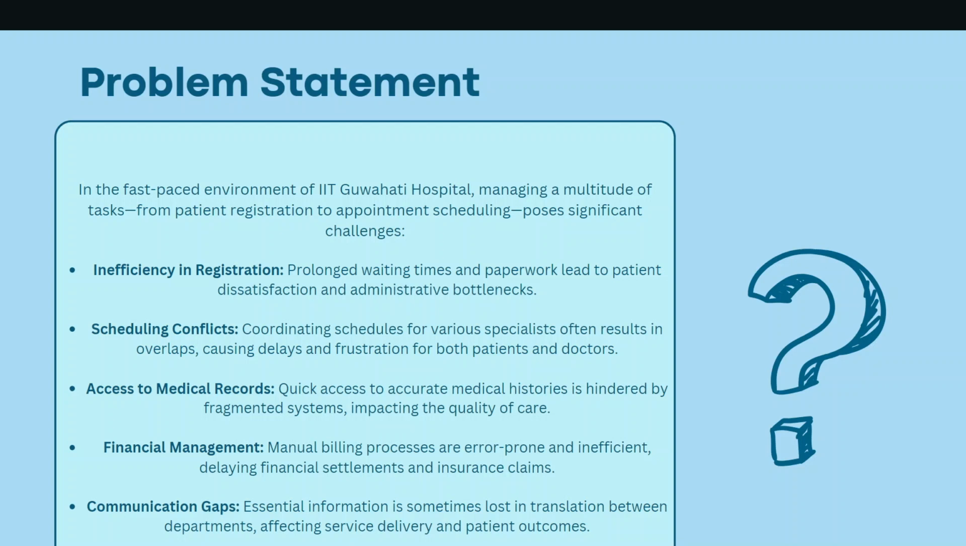And then also we have the scheduling conflict, that is, coordinating schedules for various specialists often results in overlaps, causing delays and frustration for both the patients and doctors. And quick access to accurate medical records is hindered by the fragmented system that we have currently. And also the manual billing processes are error prone and inefficient, which delays the financial settlement and the insurance claims too. Also there are huge communication gaps between the various departments within the hospital. So these are the various problems in today's system.